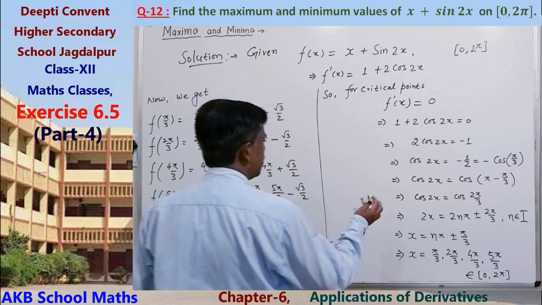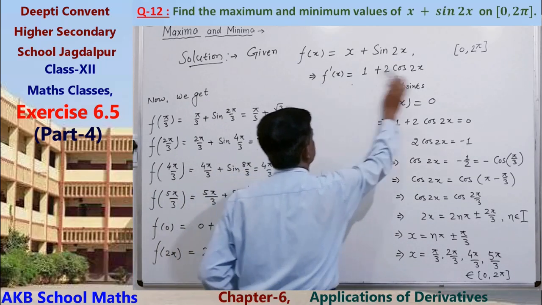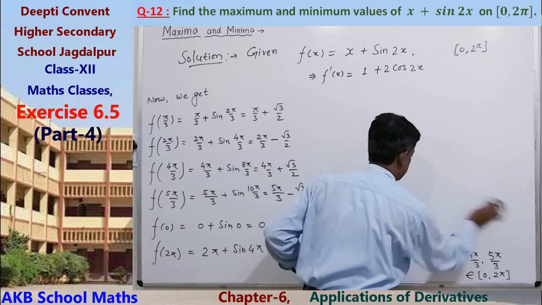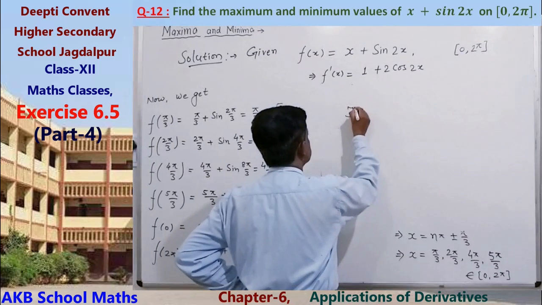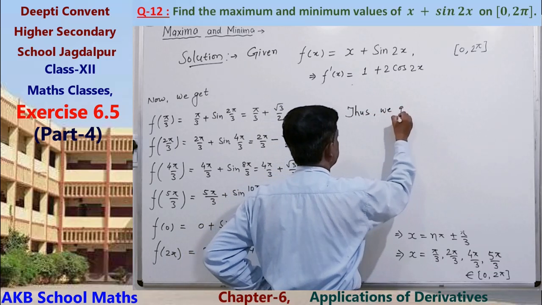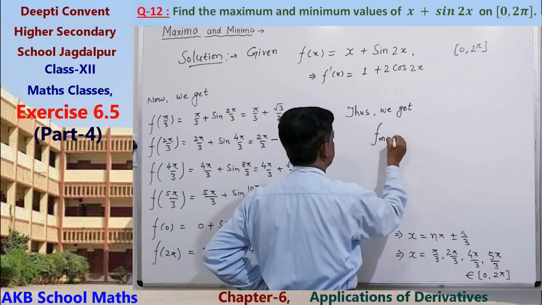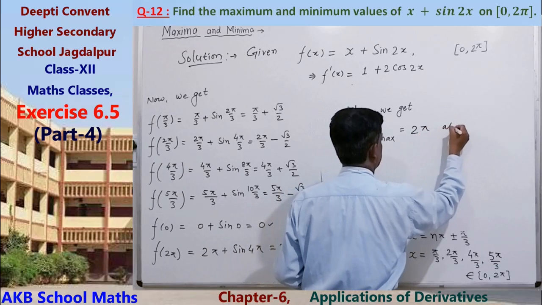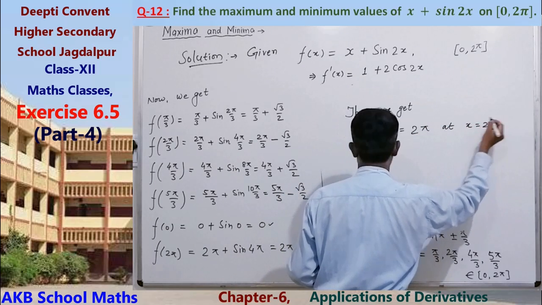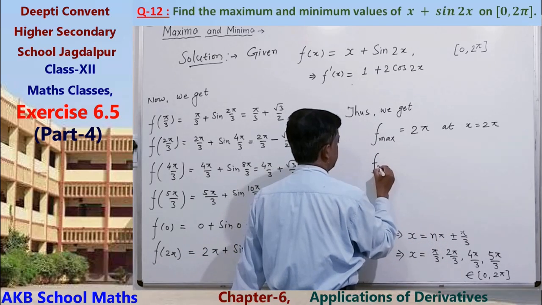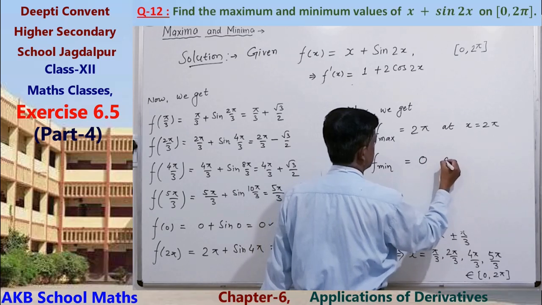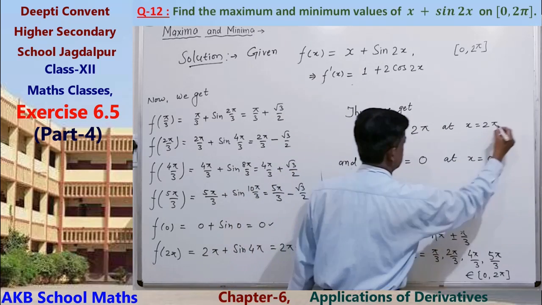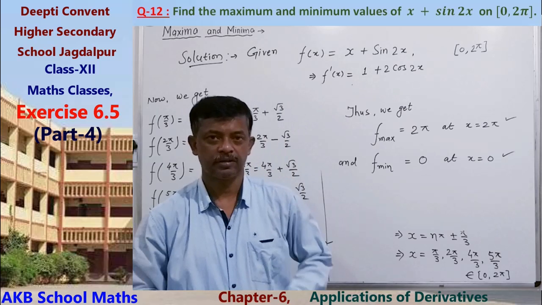So thus we get, you can write, the maximum value of f equals 2π at x equals 2π, and the minimum value of f equals 0 at x equals 0. Okay, this is our answer.